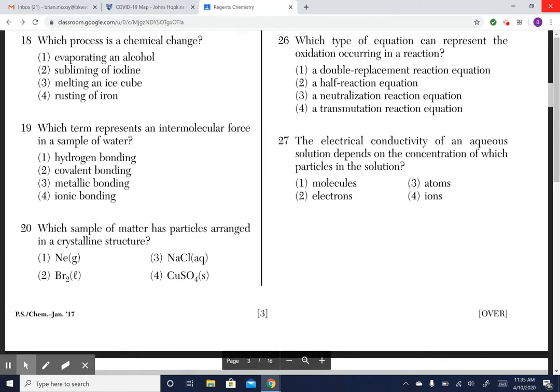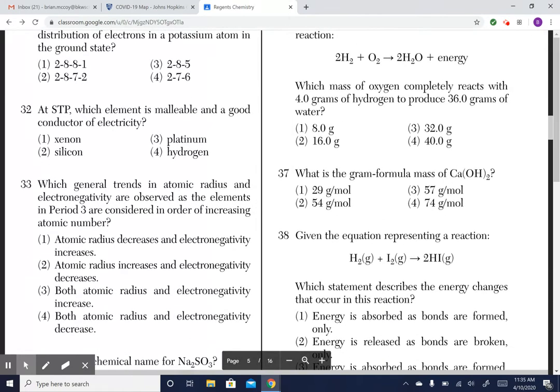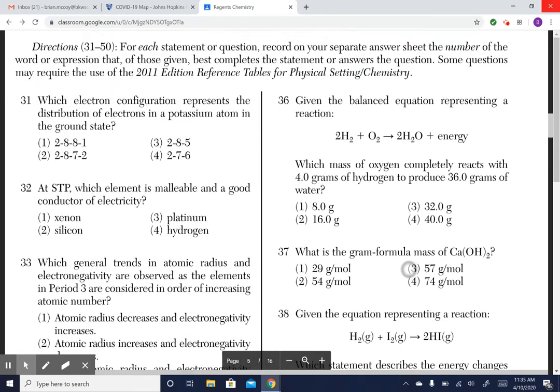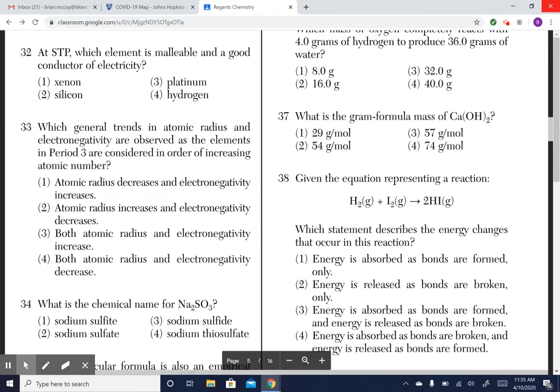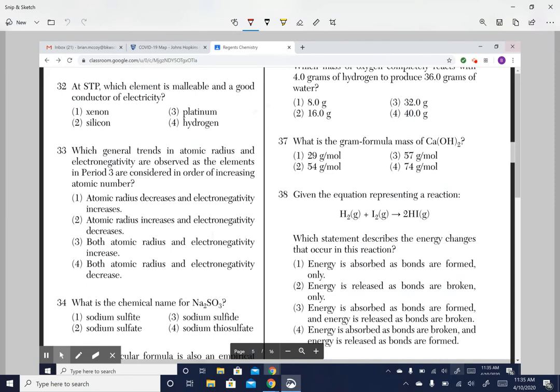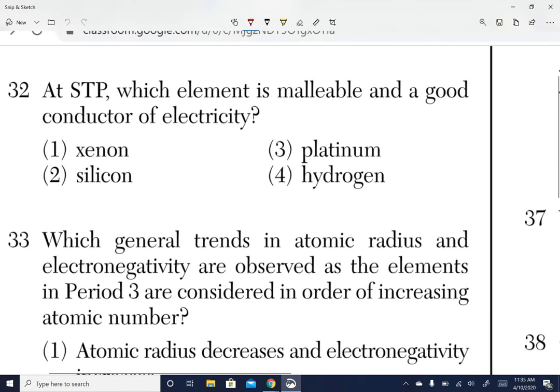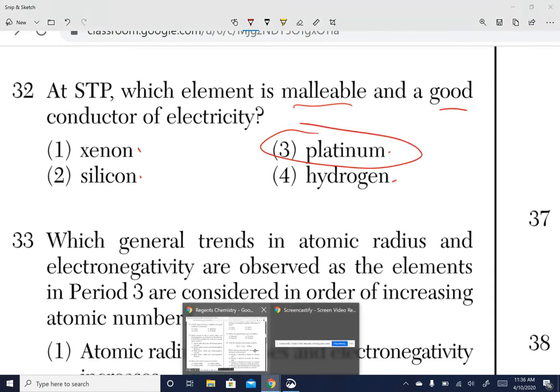All right, 32, 34. Yeah, okay, here we go. 32. This one's just kind of a memory thing, no skill involved. Malleable, good conductor. That's a metal. So the metal is platinum, Pt, which is on the metal side of the periodic table.